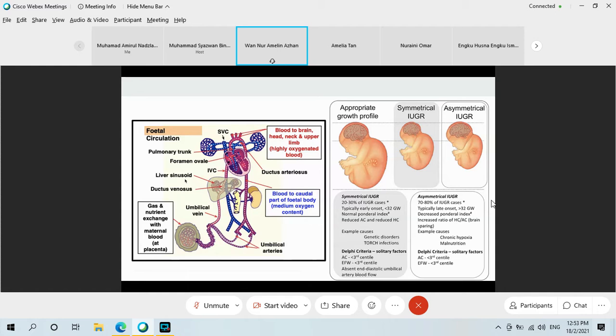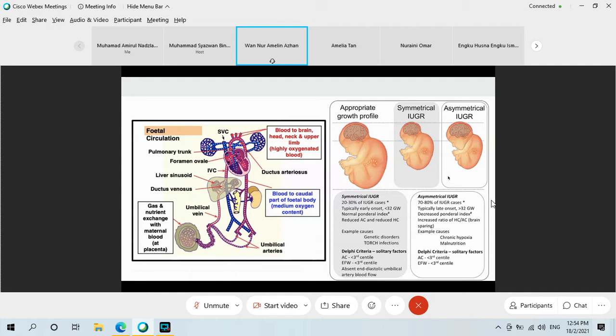When there's fetal hypoxia, most of the blood will be diverted into the ductus venosus, and less blood will flow into the liver. This is to make sure that the brain will receive most of the blood, and this is called the brain sparing effect. Because of this, you can see in the picture on the right, we start with asymmetrical IUGR first, where the fetal head will be bigger compared to the rest of the body.